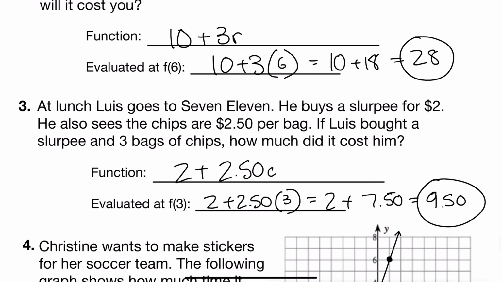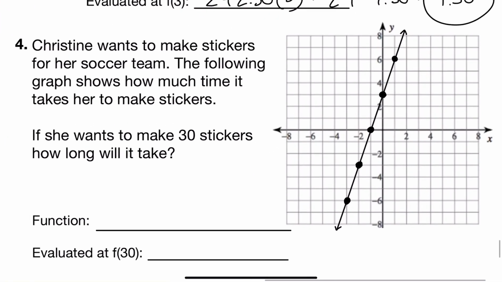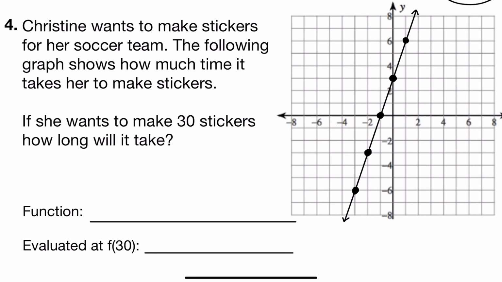Okay, so last one. We got a graph here. Christine wants to make stickers for her soccer team. The following graph shows how much time it takes her to make the stickers. So this graph over here is what we're talking about. Okay, if she wants to make 30 stickers, how long will it take? So what we're going to need to do here is find the function of this graph. So remember, that's going to look like y equals mx plus b, where our m is going to be the slope and our b is going to be the y-intercept.